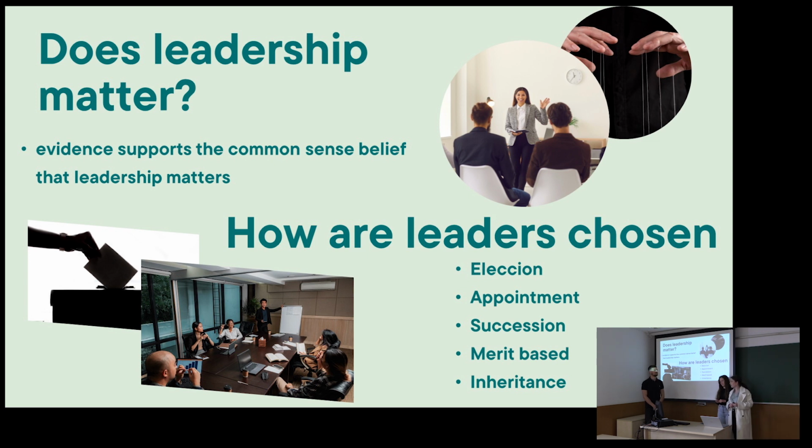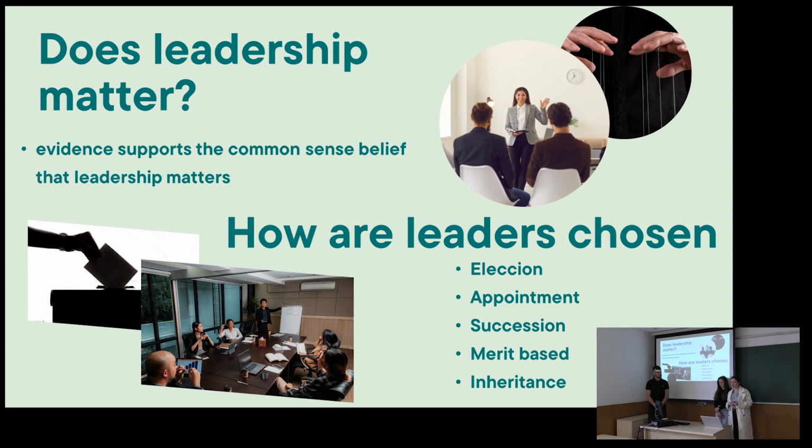The other question is how are leaders chosen? In the most global way, there are 5 ways to become a leader. The first way is the election. In democratic societies, leaders are often chosen through a voting process, either by the general public or by a smaller group of people, such as members of a political party.